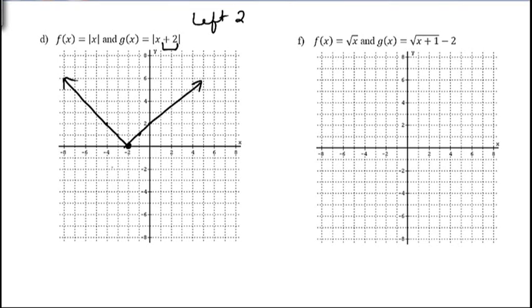to plot some points. So we have the point negative 2, 0 as the bottom of the V, and then we have negative 1, 1, and 0, 2, and then this is the point negative 3, 1. And here we have the point negative 4, 2.